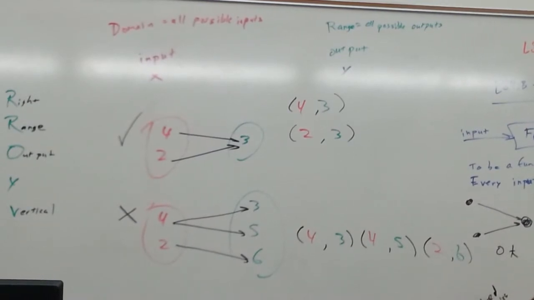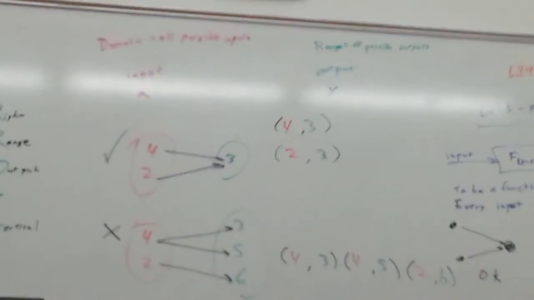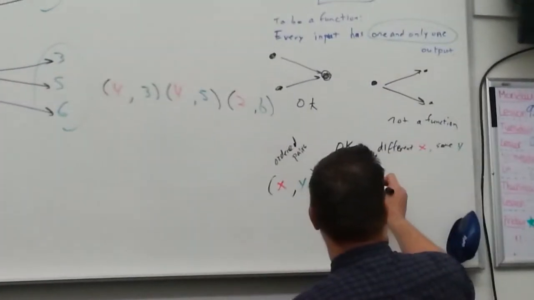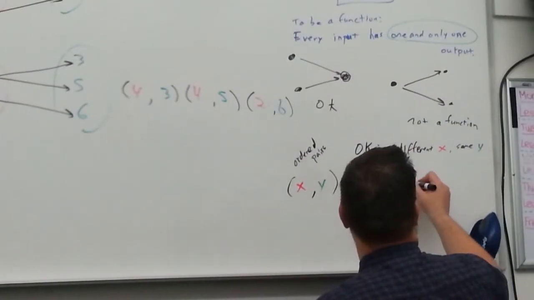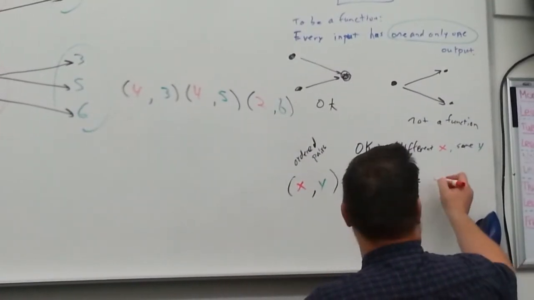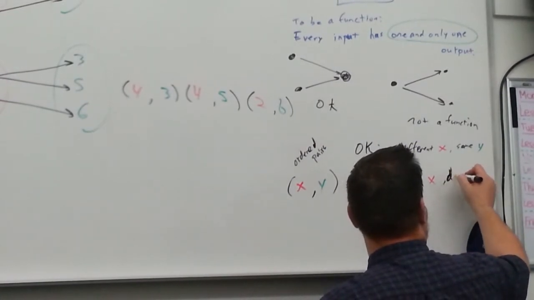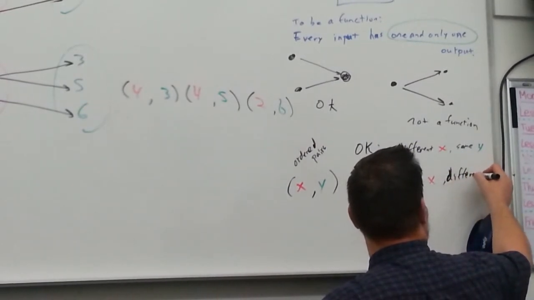All right, so we're talking about ordered pairs in this form: x, y. It's okay if you have a different x with the same y. However, it is not okay for the same x to have different y's.